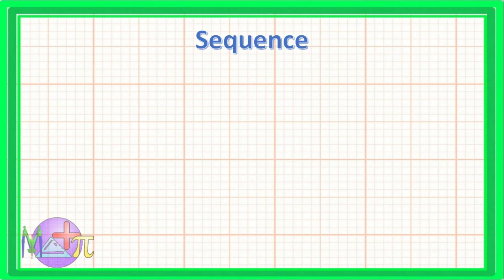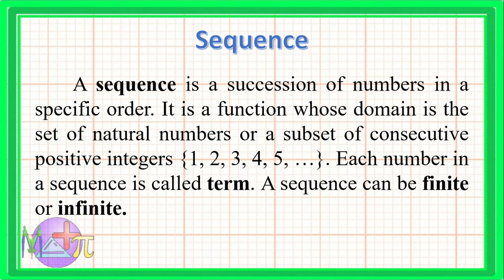But before that, let us now define what is a sequence. A sequence is a succession of numbers in a specific order. It is a function whose domain is the set of natural numbers or a subset of consecutive positive integers. For example, 1, 2, 3, 4, and so on and so forth. Each number in a sequence is called a term. Also, a sequence can be finite or infinite.